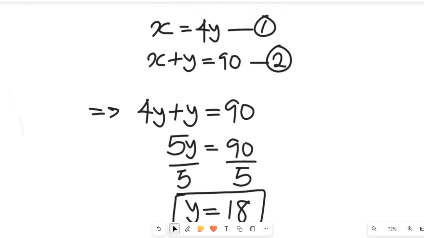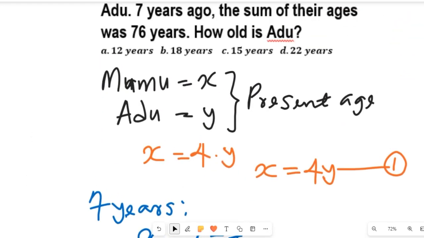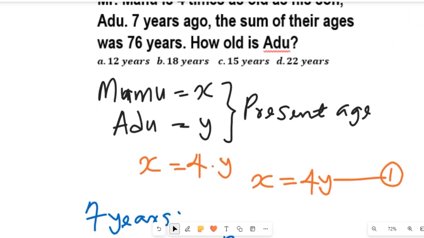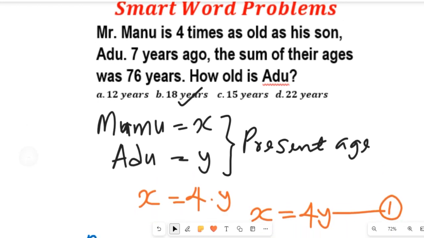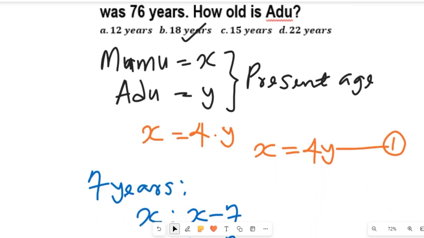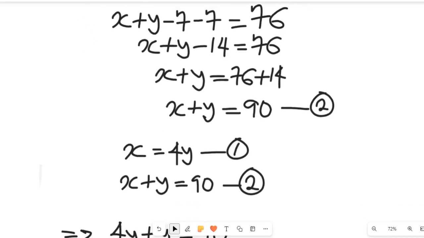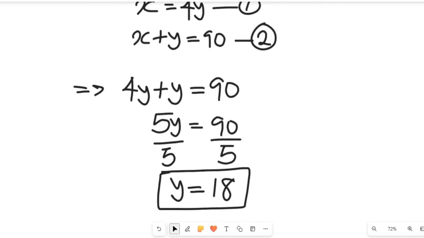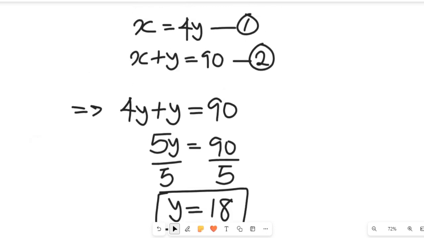Do we have that in the options? Let's check. The value of Audu's age is 18, so the answer to that question is option B, which is 18. Whenever you're given a word problem question, take the question bit by bit, and you're going to get the solution handy in a jiffy. So that's the solution to this question.